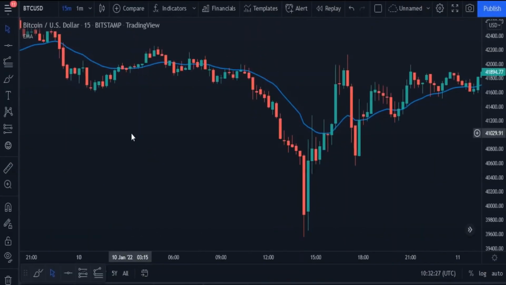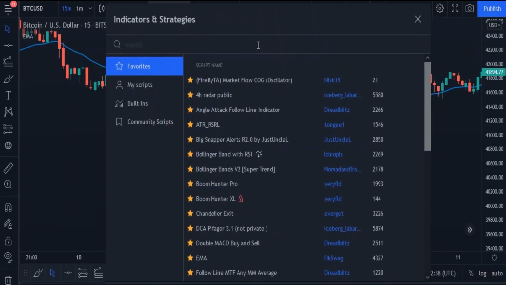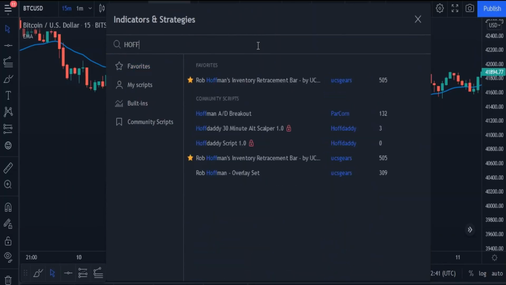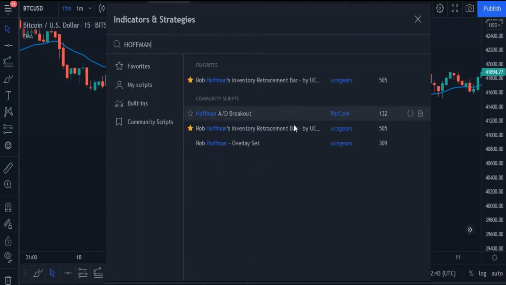After we know Hoffman's conditions, which are angle 45 and wick 45, we will use indicators that show us these wicks and those angles more accurately and more comfortably. Okay, let's open the indicators box. In the search field, type Hoffman. Then choose the inventory retracement bar, which is created by usdt gears.